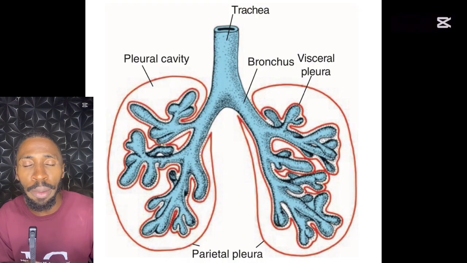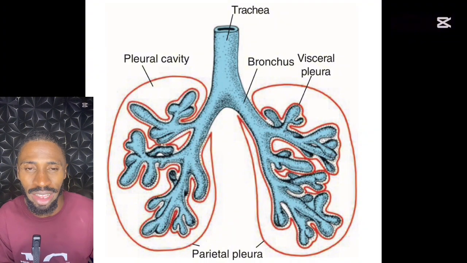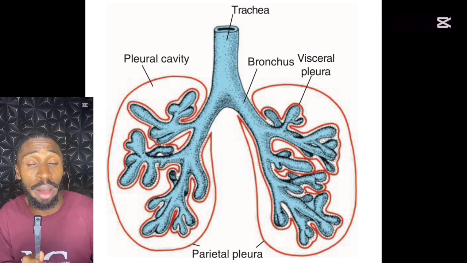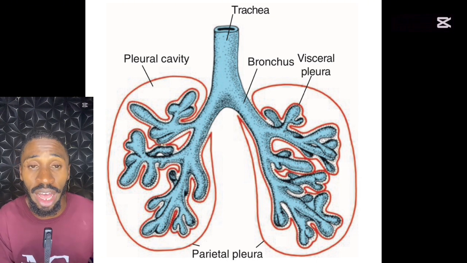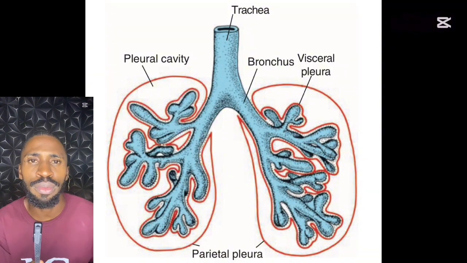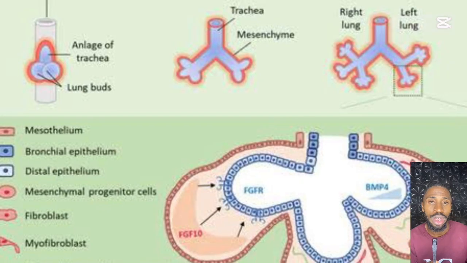The parietal pleura covers the visceral pleura from outside. This covers the other part of the body wall of the lungs. So the space between the parietal and the visceral pleura forms what we call the pleural cavity. Don't forget it.